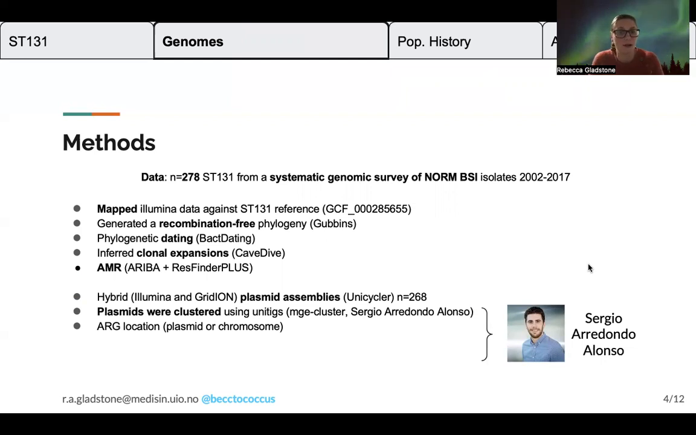So Sergio has been working with long-read data on this Norwegian collection, and there are 268, which is just 10 short of all ST131, where there are both Illumina and long-read data, and he's been looking at plasmid assemblies across all of the collection. But we brought these two analyses together to take a look at the role of plasmids and where AMR is carried, on the plasmid or on the chromosome, to investigate what's driving the expansion of different clades.